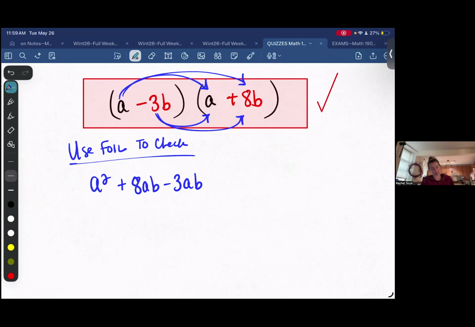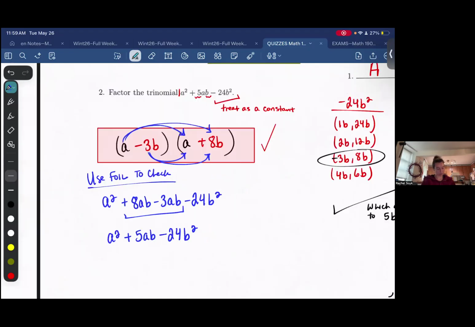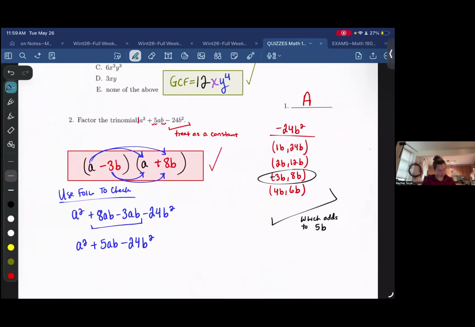And then negative 3B times positive 8B is negative 24b squared. Combine like terms, and you're going to end up with a squared plus 5ab minus 24b squared. A squared plus 5ab minus 24b squared. It's the same as what we started with, so we factored it correctly.